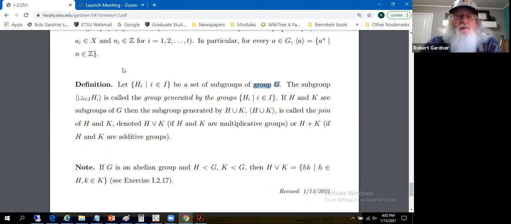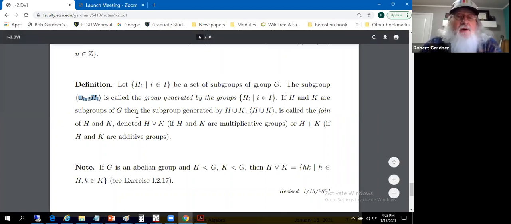So again, let H sub I be a set of subgroups of group G. Here we want to talk about the group generated by the union of those. The subgroup generated by the union of these H sub I's is called the group generated by the groups H sub I. I can take any set of elements and get a subgroup of G generated by those elements. We even know from the previous result what those elements look like. Here we're taking the set to be the union of those H sub I's. So this highlighted thing plays the role of set X, if you like, not necessarily a group itself, but there's a group that contains that union, the group generated by that collection of subgroups H sub I.